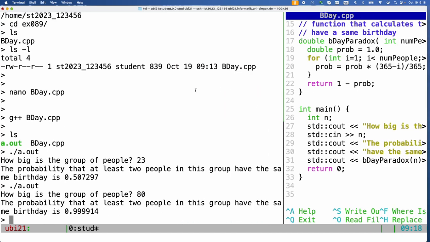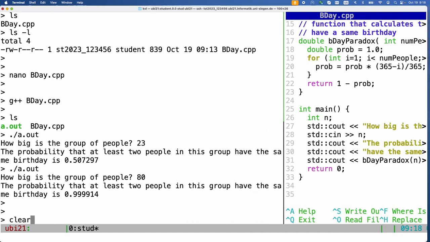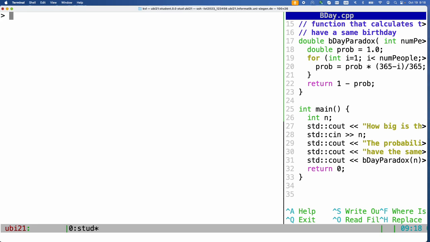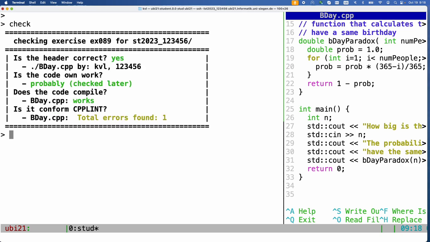Okay, the other thing that I wanted to say is the clear command clears your window. While you're doing your exercises, you can also check how well your code works. You can just type check, and then you will get for your code whether it compiles, whether it works, whether it was your own work, because we're plagiarism checking, whether your header was correct, etc., etc. But you will also see the CPP lint here.